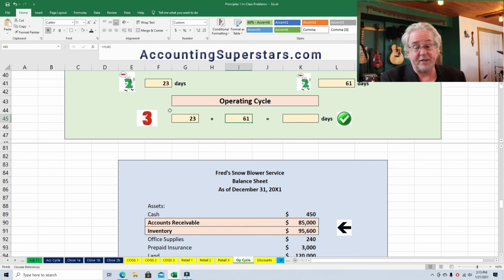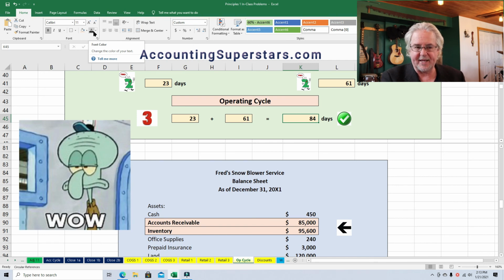There we are. So here's how the cash works. It takes 23 days on average for the business to collect money, and its inventory sits on its shelves for an average of 61 days. So if you add the two together, you get 84 days. So what we're saying is this operating cycle takes 84 days.